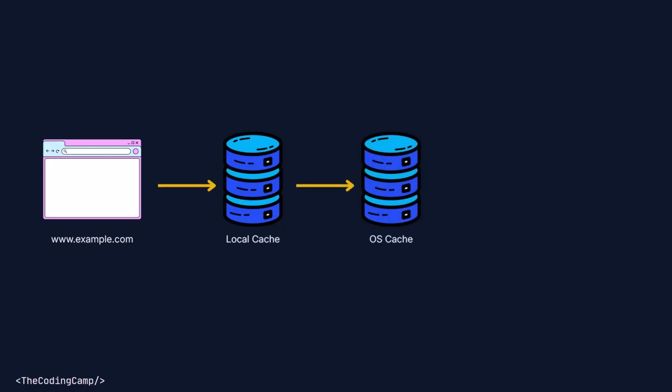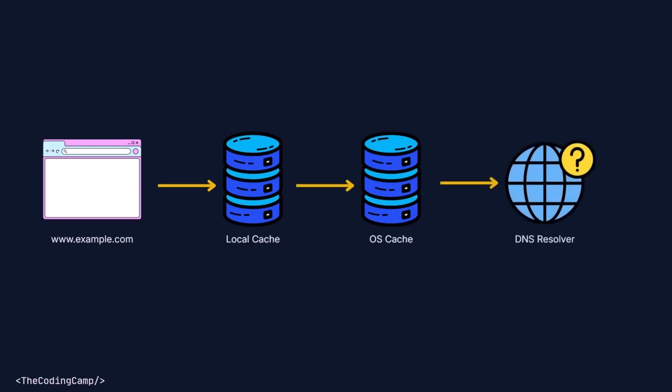Let's walk through what happens when you type a URL into your browser. First, the browser checks the local cache. If the mapping is not found, the operating system checks the DNS cache. If there's no caching, then the request goes to the DNS resolver, and the DNS resolver returns back the IP address to the browser. Then the website loads.